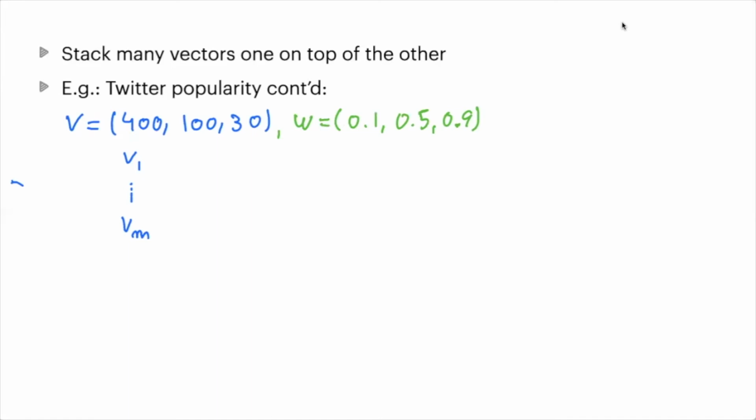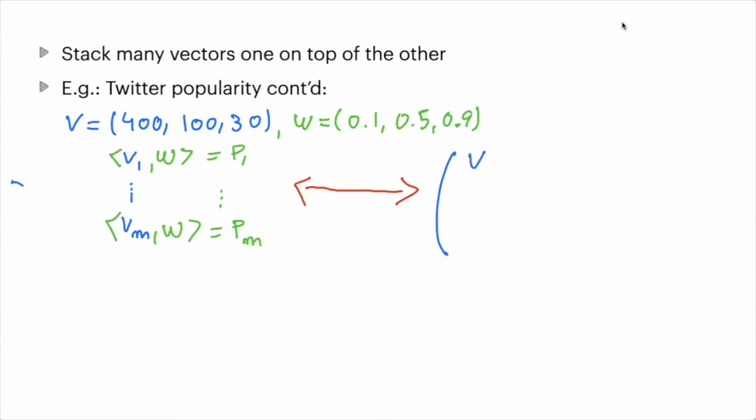But suppose I have a very huge data set, say the entire Twitter, and I want to compute the popularity of everyone. One thing I can do is loop through all the possible vectors and compute all the inner products. That is one way of doing it. But the most concise way, and the thing we're going to see on the right is exactly the same as the thing on the left, would be to define a matrix which is nothing but the vectors V1 until Vm stacked on top of each other.